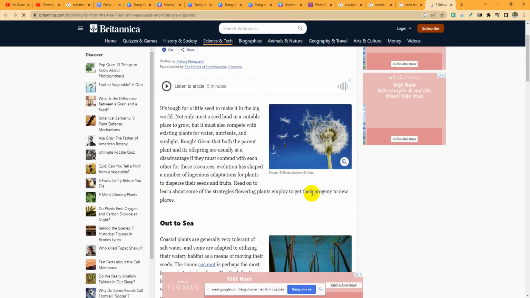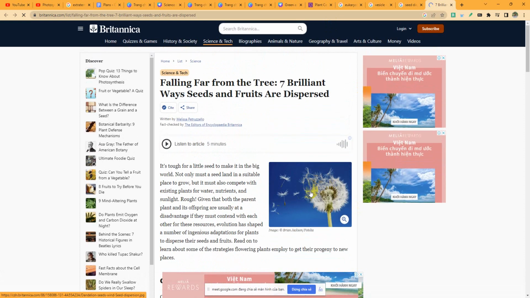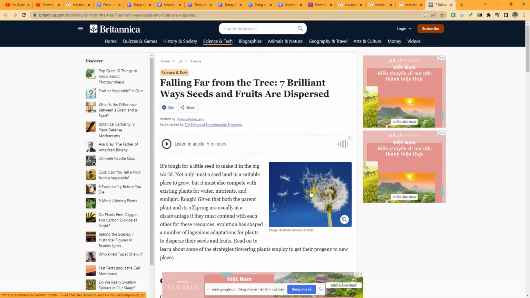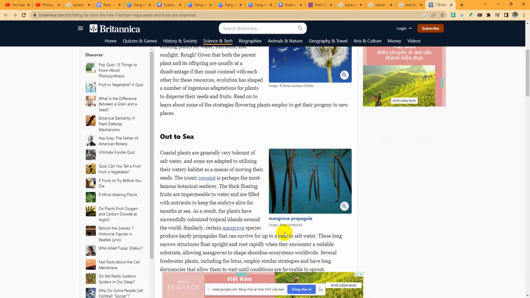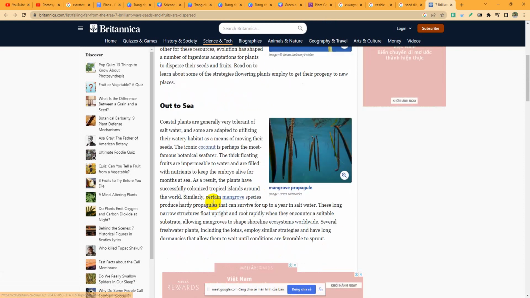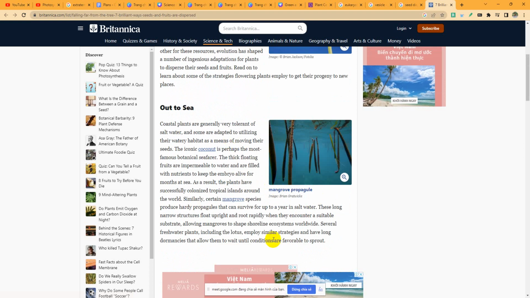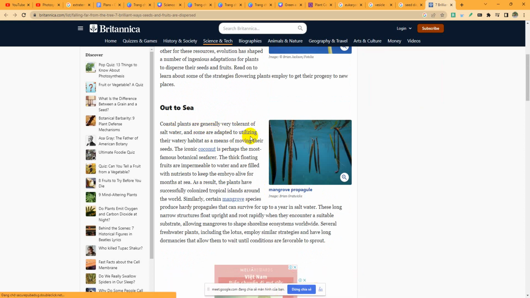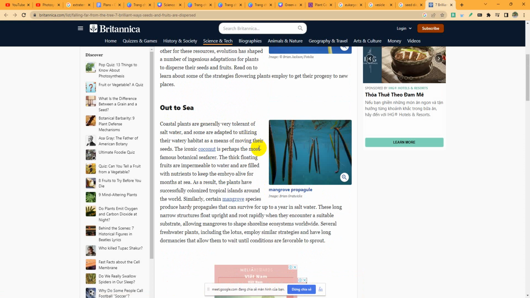So you have to memorize that seed dispersal is not only happening on land, but it is also happening at the bottom of the sea too, which I think is new knowledge to me and so amazing. So let's read this together. I'm just gonna simplify the words a little bit. So coastal plants are generally very tolerant of salt water, and some are adapted to utilizing their watery habitat as a means of moving the seeds.